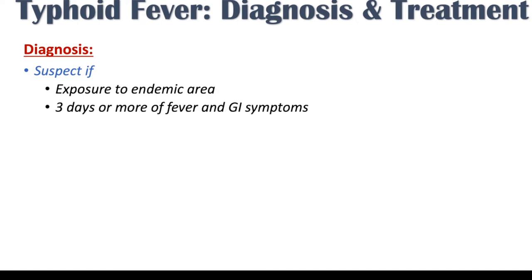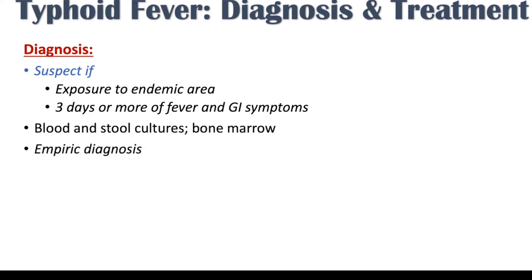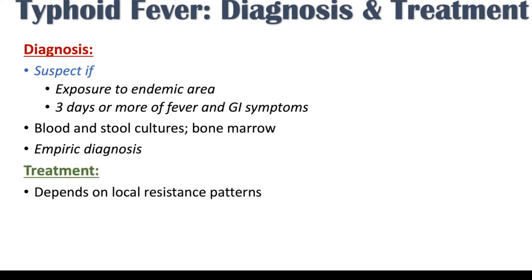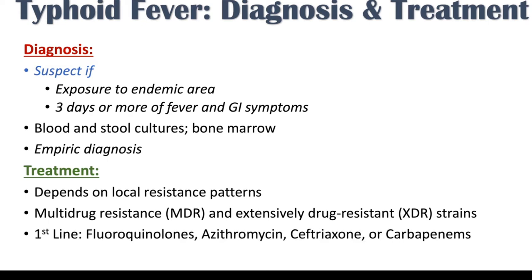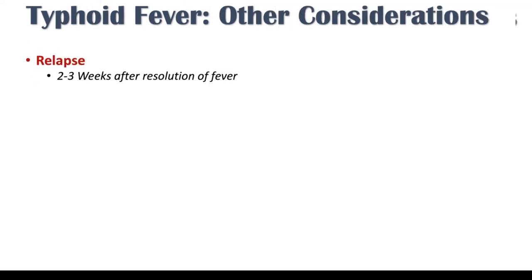Typhoid fever diagnosis and treatment. Diagnosis: suspect it if there is exposure to an endemic area, 3 days or more of fever and GI symptoms; confirm with blood and stool culture, or bone marrow. Treatment depends on local resistance patterns, multi-drug resistance, and extensively drug-resistant strains. First line is fluoroquinolones and azithromycin.